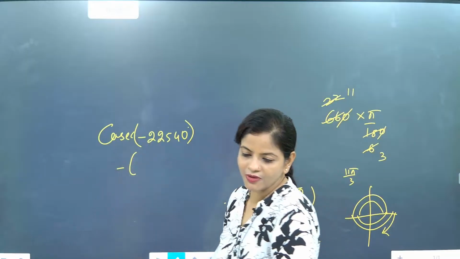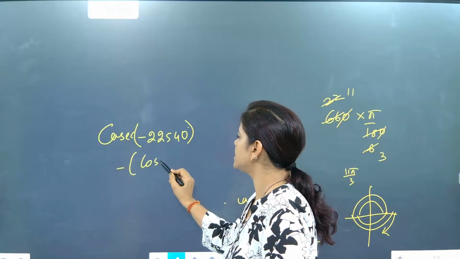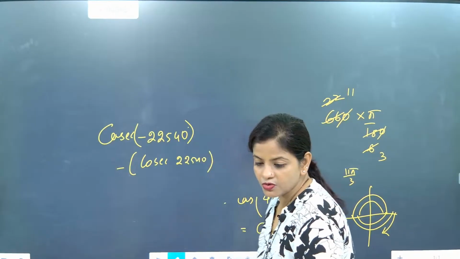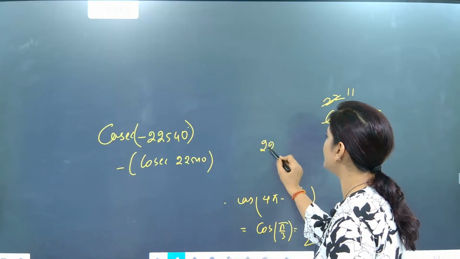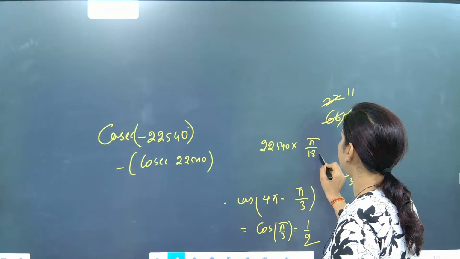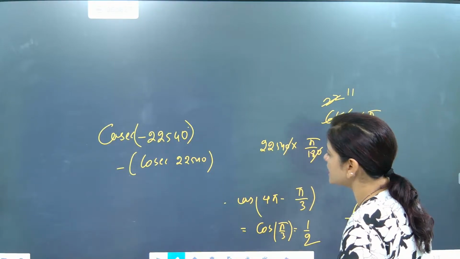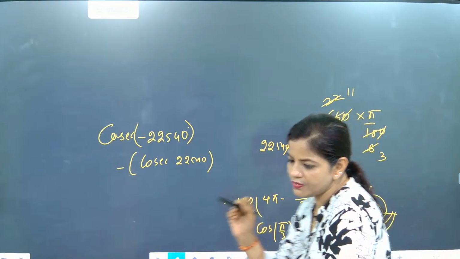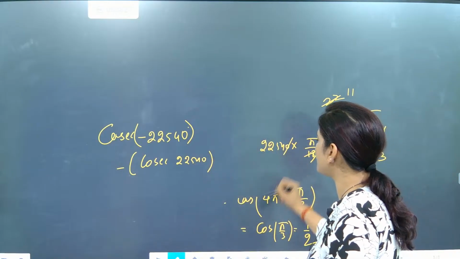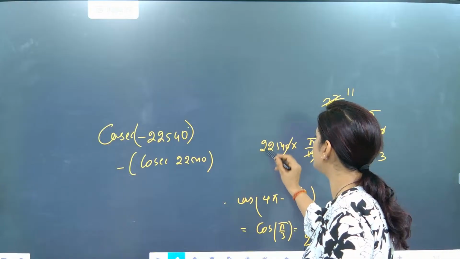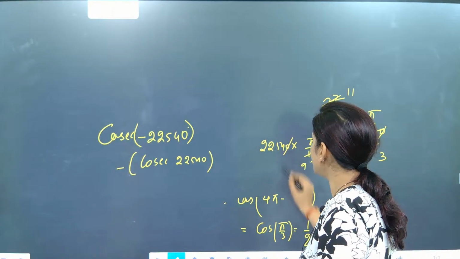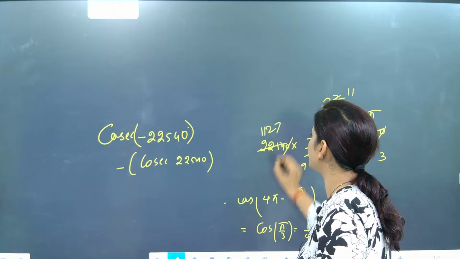Then cosecant of minus theta is minus cosecant theta. Now cosecant 22540 degrees will be multiplied by pi by 180. Understood? This and this will get cancelled. Bring it to the nearest point. So here 3, 6, 18, you check 5, 4, 9, 10, 11, 12, 13. So here 13 by 18 is there. So first two nines are 18, and here 1, 1, 2, 7 is there.